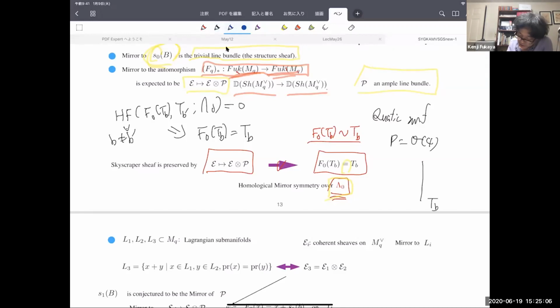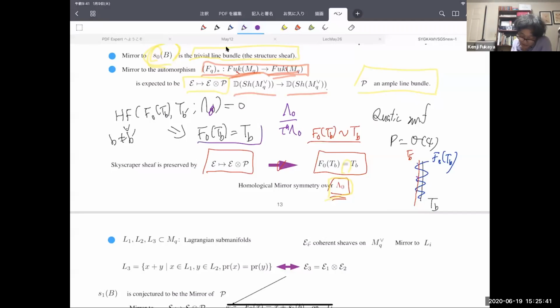Then if this becomes something like this, then you consider these nearby fibers. Then you see there are many intersection points. And of course, if you take this Novikov Floer homology with Novikov field, this vanishes. But over Novikov ring, you have some kind of torsion element.